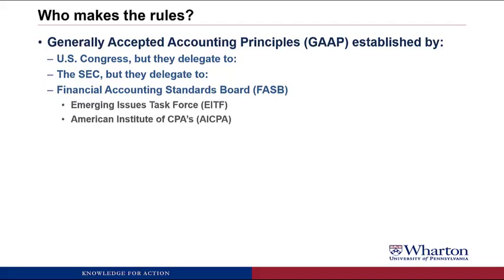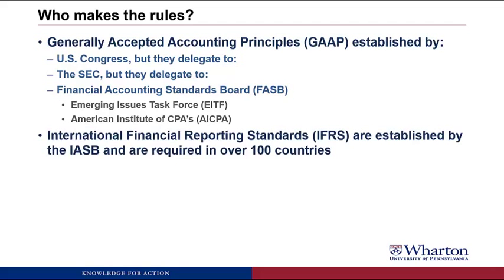Now, sometimes they're even too busy to make all the rules, and so there's an Emerging Issues Task Force and the AICPA that can also have a hand in making accounting rules or U.S. GAAP. Now, this is just in the U.S. Internationally, there are International Financial Reporting Standards, or IFRS, that are established by the International Accounting Standards Board, or IASB, which is based in London, and are now required in over 100 countries, including all of the EU.